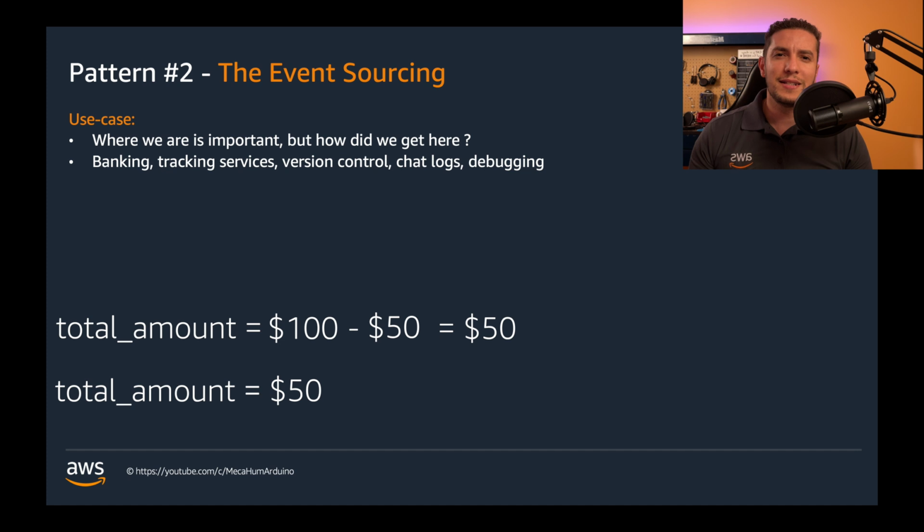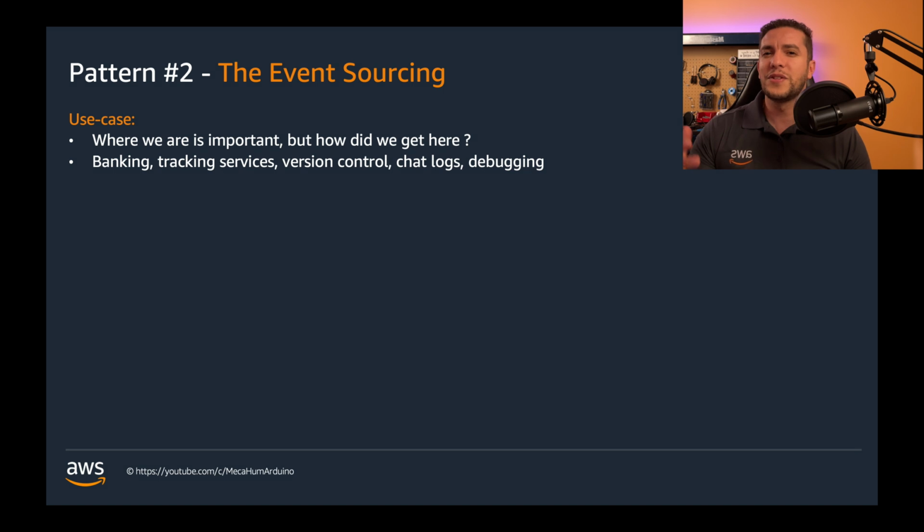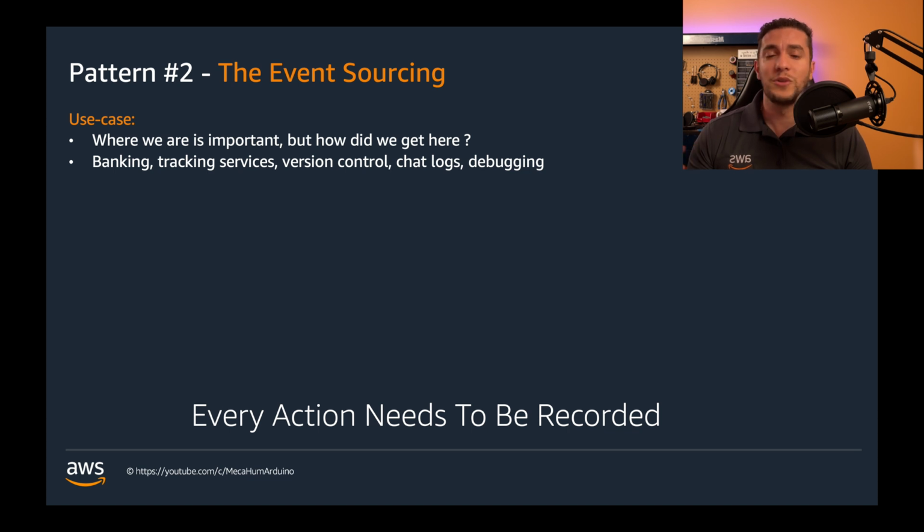Now, querying the database tells us the final amount, but it doesn't tell us how we got there. The customer might have withdrawn $20, then $30, or maybe they withdrew 90, then deposited 70, then withdrew 30, but we don't know, right? We only recorded the final state. For some applications like banking, the final state is super important, but how we got there is equally important. In other words, every action needs to be recorded.